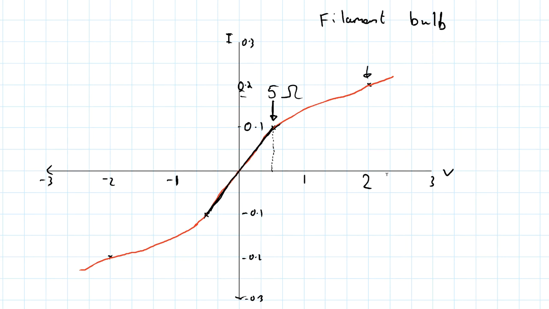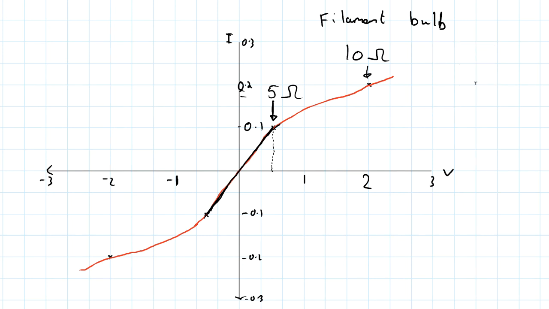Well, at this second point, your voltage is 2 and your current is 0.2. So resistance is equal to voltage of 2 volts divided by current of 0.2 amps. If you do that in your calculator or in your head, the resistance is now 10 ohms. And so you can see that the resistance has changed. The fact that resistance has not remained constant means that this is not an ohmic conductor.